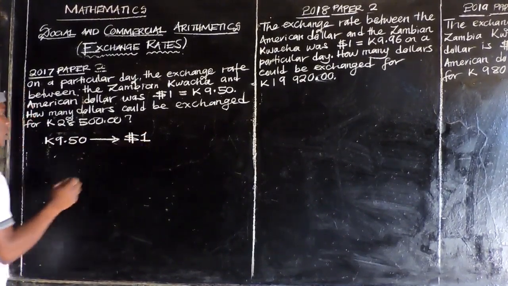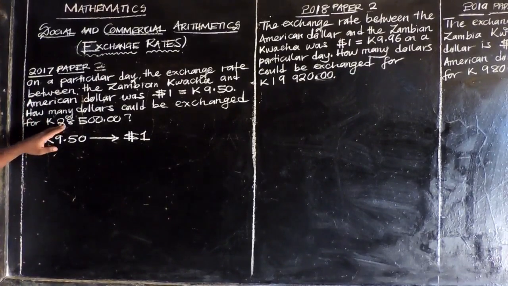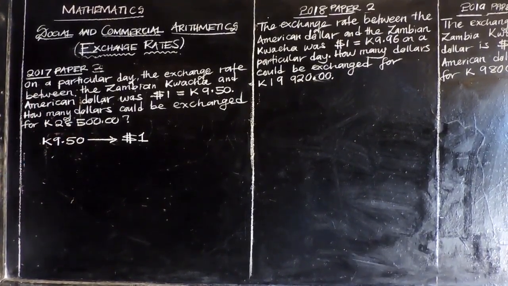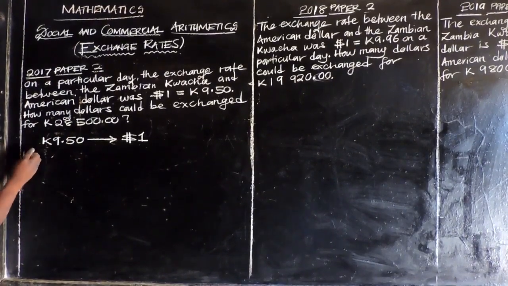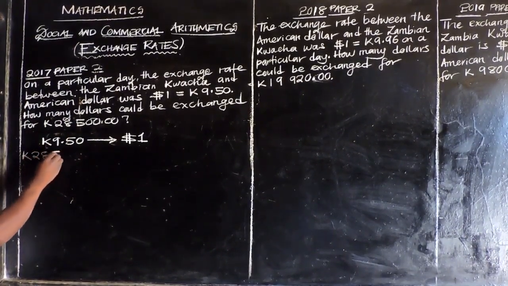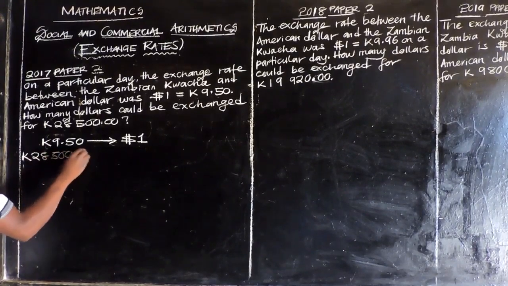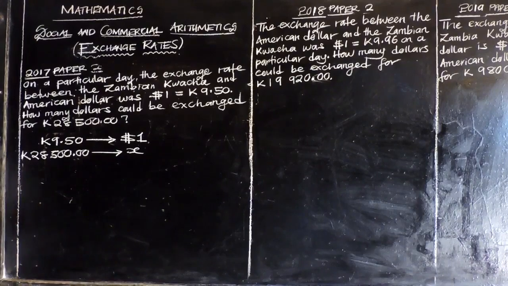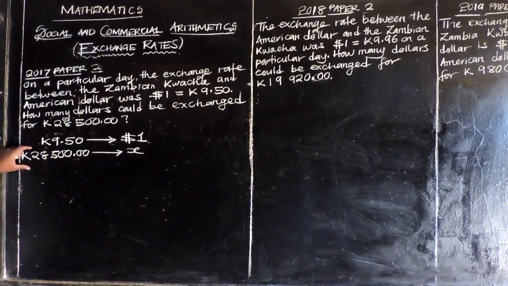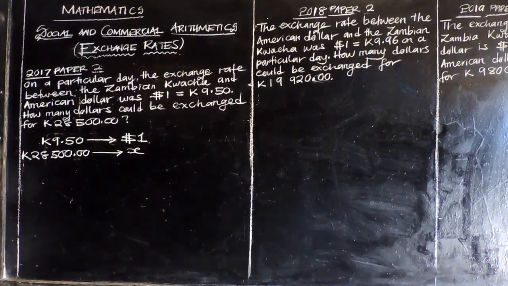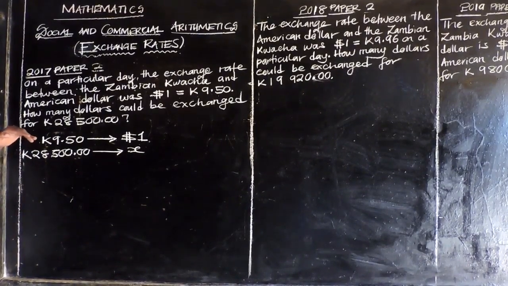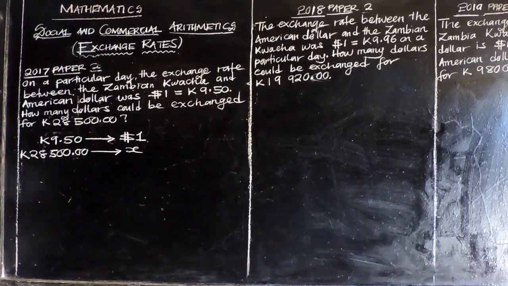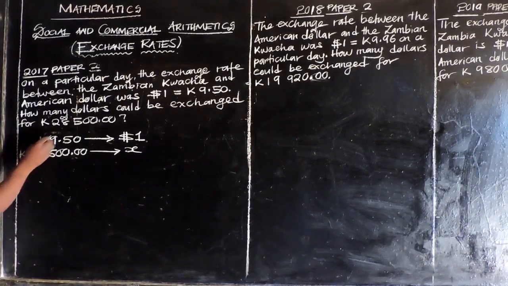But in our case, we have 28,500. So how many dollars are we going to have for this amount? So we are going to say 28,500 kwacha is equal to X dollars. We don't know the number of dollars we are going to obtain from this amount. Remember, we want the amount of money in dollars, not in kwacha. So we're not interested in kwacha. To avoid confusion, just cancel this kwacha.